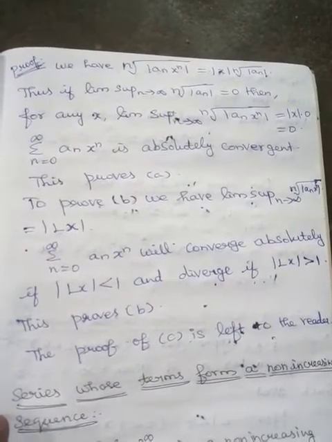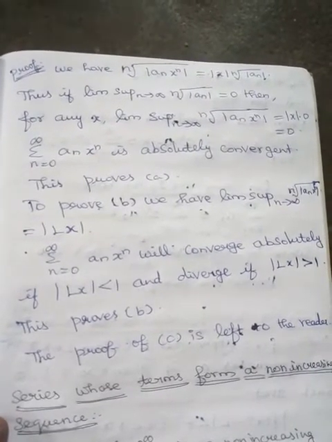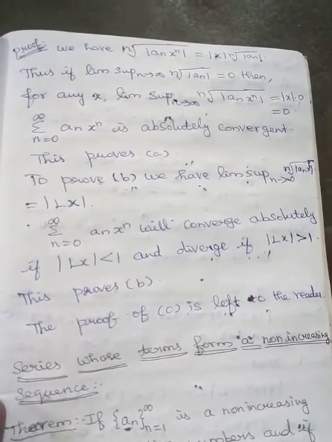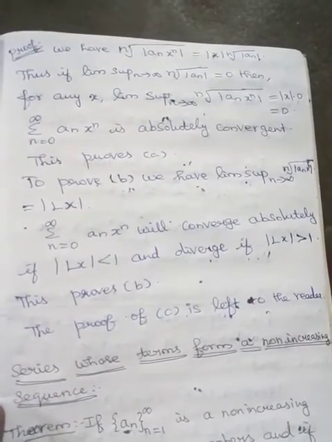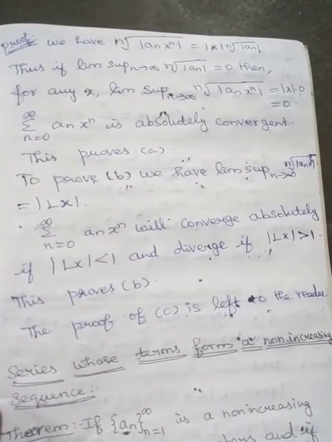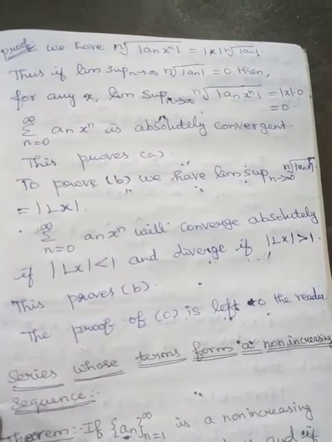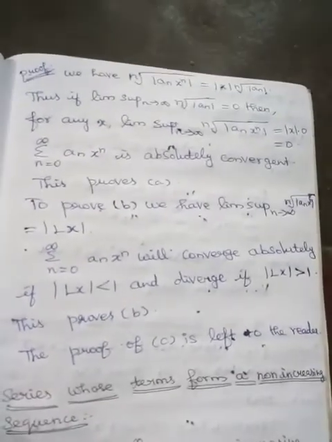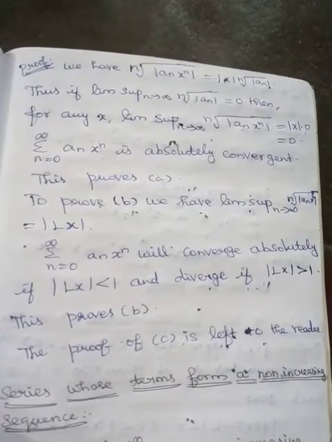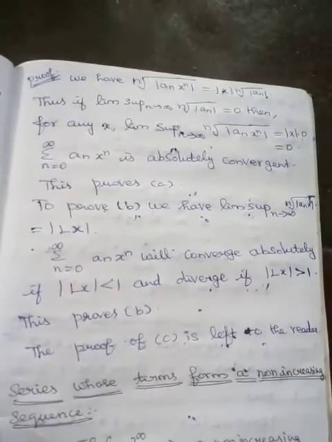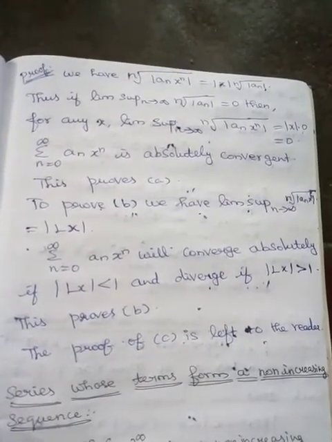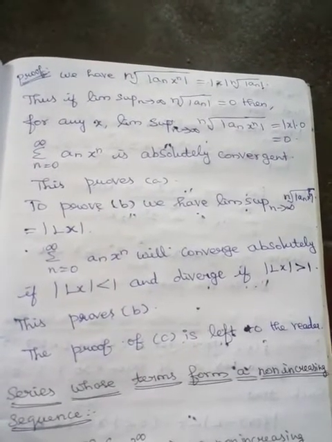To prove subdivision B, we have limit supremum as n tends to infinity of nth root of modulus of an x power n equal to modulus of L into x. So summation n equal to 0 to infinity an x power n will converge absolutely if modulus of L into x is less than 1 and diverge if modulus of L into x is greater than 1. This proves subdivision B. So the proof of C is left to the reader.